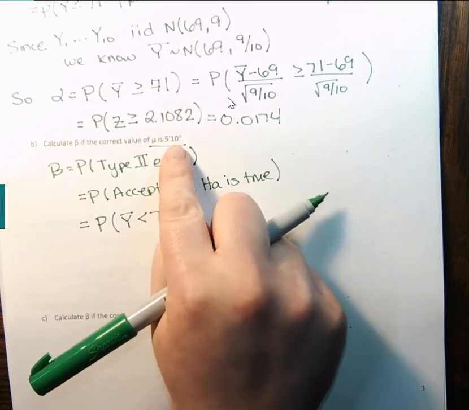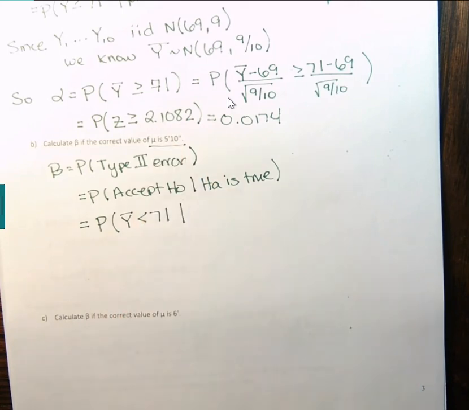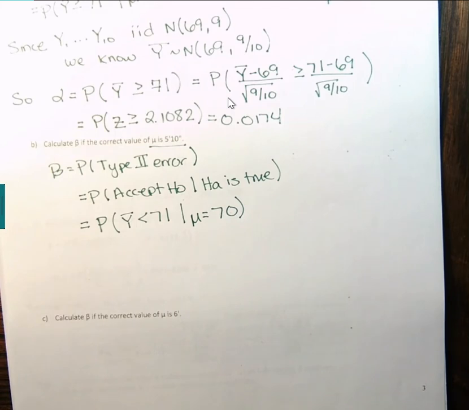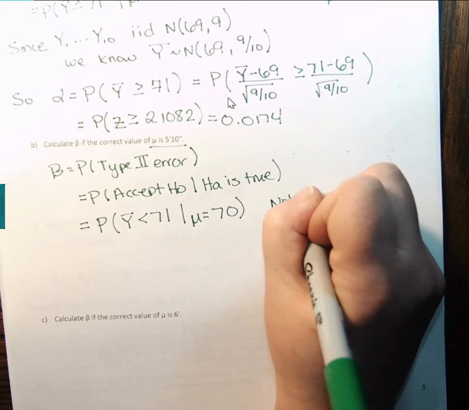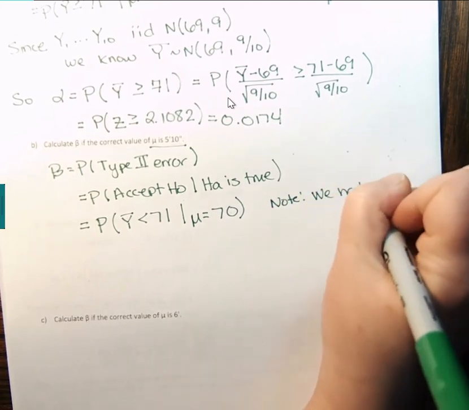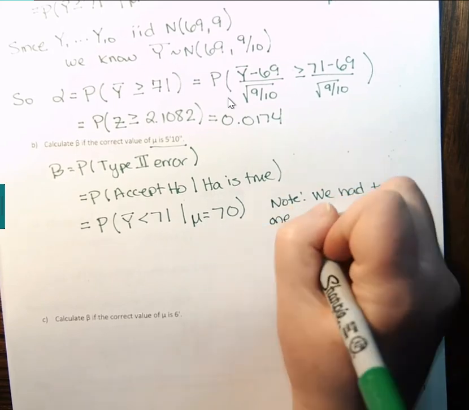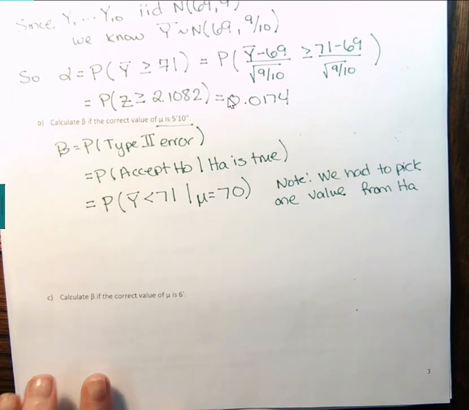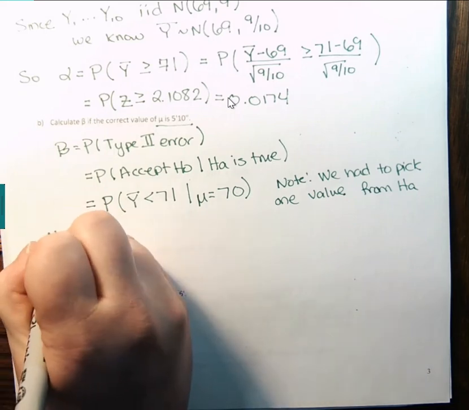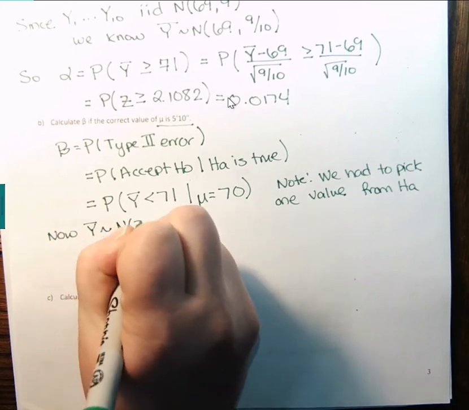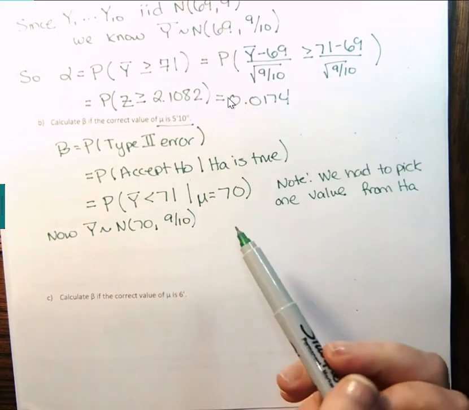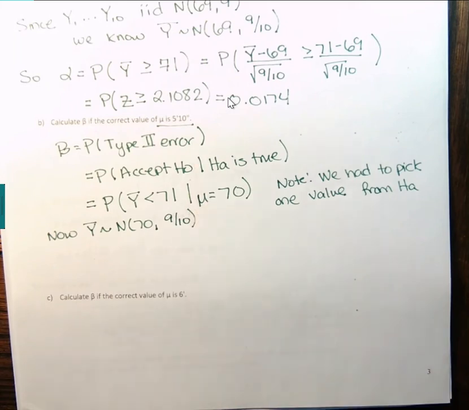And then we're assuming this specific place in the alternative, and so notice that 5 foot 10 inches corresponds to 70 inches. And now we're going to do the exact same thing that we did. Just to make sure, I'm going to write myself a little note here. Note, we had to pick one value from HA. And so this is the value that we chose. All right. So now in this case, we're assuming that mu is equal to 70. So if we assume that mu is equal to 70, we now have, for this example, that Y bar is distributed normal with mean 70 and variance 9 divided by 10. So that's where this conditional portion comes into play. Notice what we're doing is we're really shifting the sampling distribution to different places.